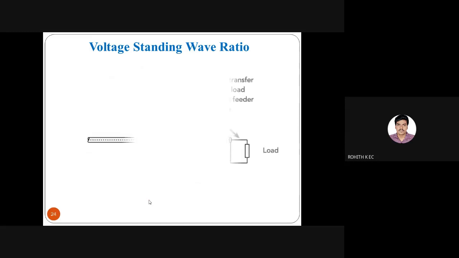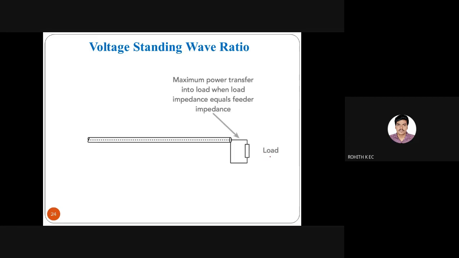Right, now when I want to receive maximum power across my load, what is the condition that I should maintain for maximum power transferred to the load?